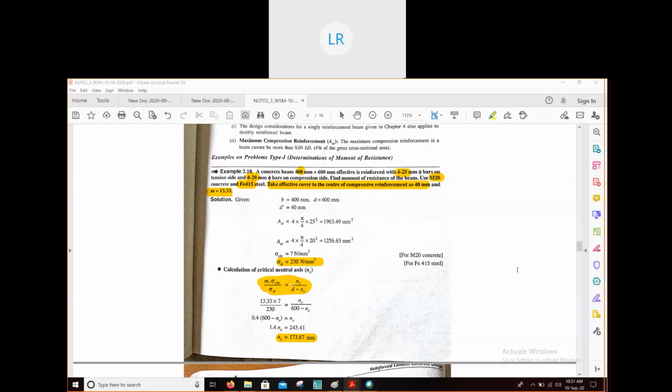I have given you M25 grade of concrete, so sigma CBC will be how much? It will not be Newton per mm. 8.5. So from sigma CBC, how much value of M have you got? M value will be how much? Write down the value in the chat box.